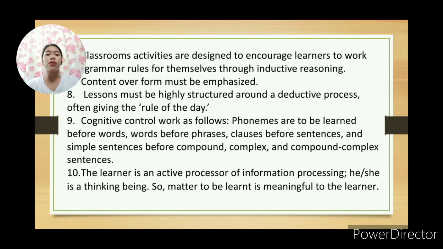Cognitive control works as follows. Phonemes are to be learned before words, words before phrases, clauses before sentences, and simple sentences before compound, complex, and compound-complex sentences. The learner is an active processor of information. He or she is a thinking being, so the matter to be learned is meaningful to the learner.